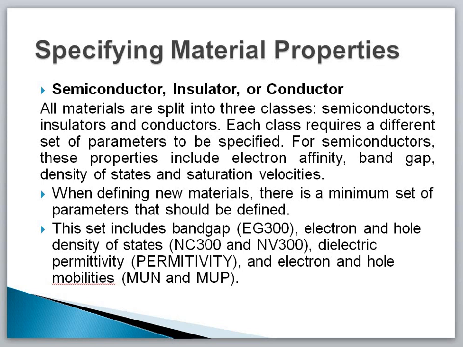When defining a new material, there is a minimum set of parameters that should be defined. This set includes band gap, electron and hole density of states, dielectric permittivity, and electron and hole mobility. It is denoted by different syntax: band gap EG300, density of states NC300, NV300, permittivity you can define with the permittivity parameter, and the mobility of electron and hole, MUN and MUP.